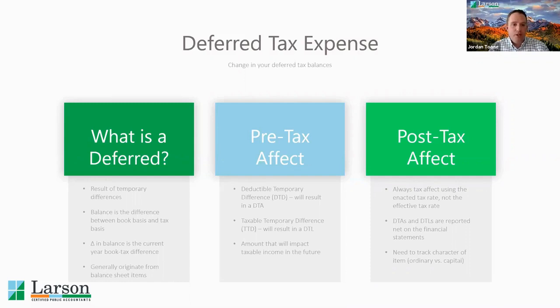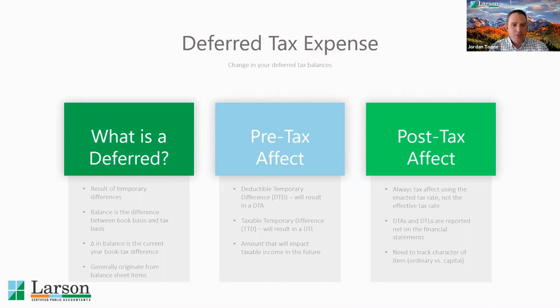And so the deferred tax expense is the change in these deferred items. And so each year you'll have a beginning deferred tax asset or deferred tax liability, and an ending deferred tax asset or liability. The change in that is what makes up the deferred tax expense.